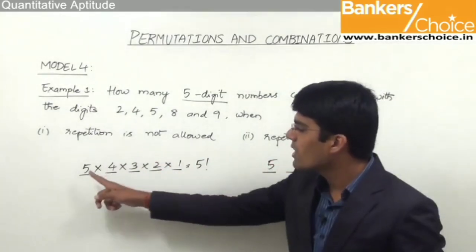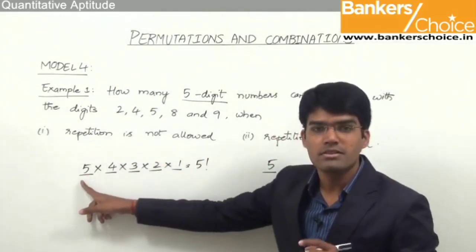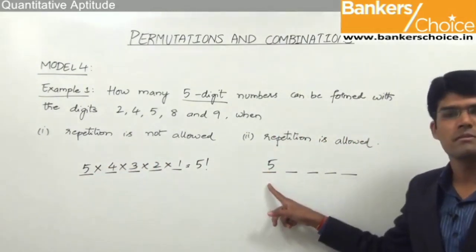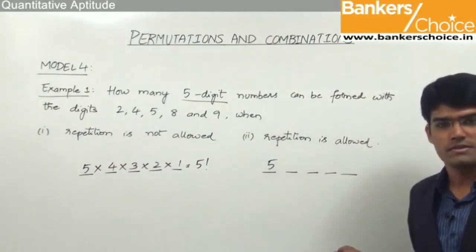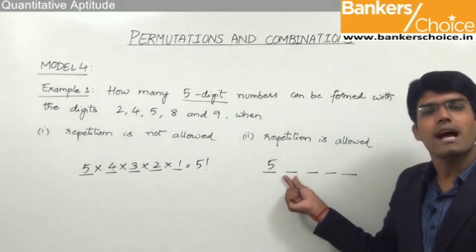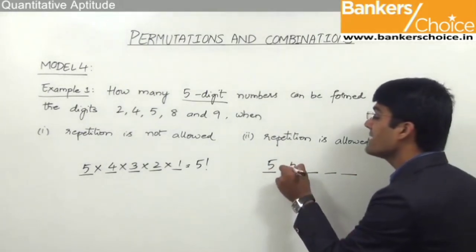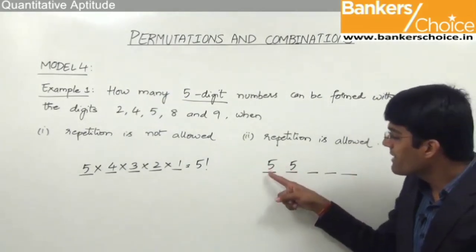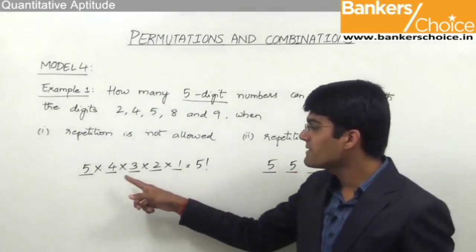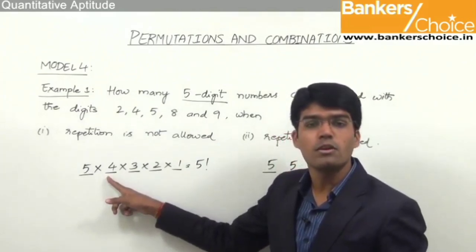That's similar to what we have done in the first bit. When repetition is not allowed, there also the first position can be filled in 5 ways, because we have 5 choices. Now coming to the second position here, it can again be filled in 5 ways. Why? Because repetition is allowed. So whatever digit comes here, the same digit can come again. In the previous case, we have seen that the second position can be filled in only 4 ways. Why?